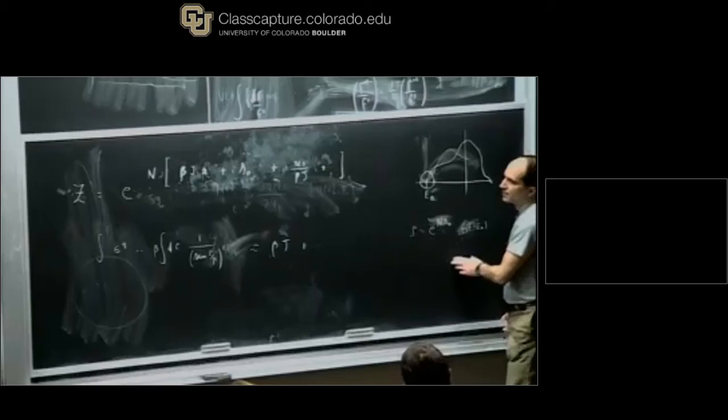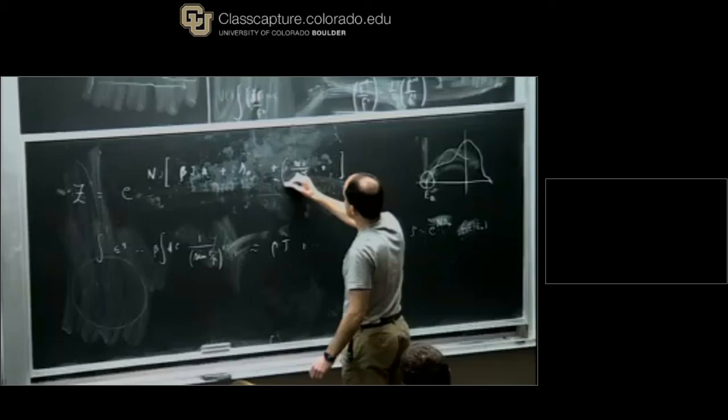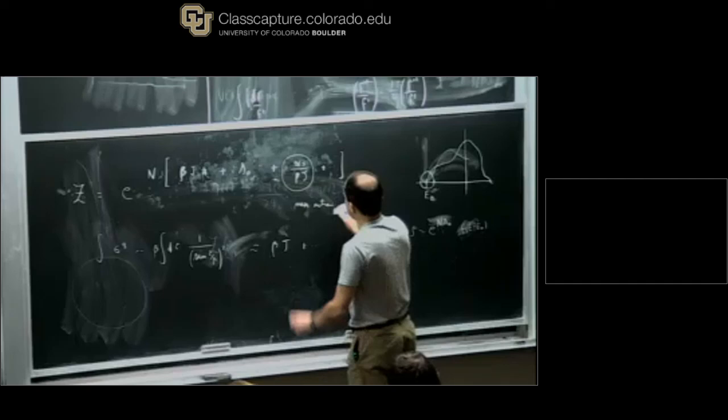Good. Then we have this thing. This is, we can call it the near extremal entropy, near extremal, or the low temperature part that is temperature dependent and is linear in the temperature. Okay.